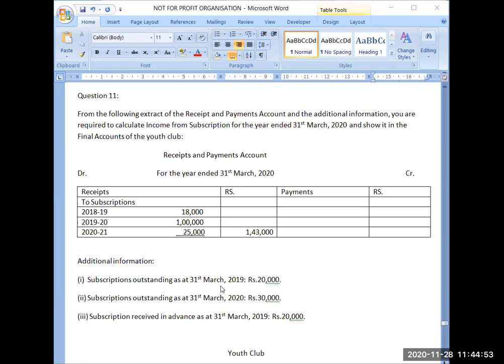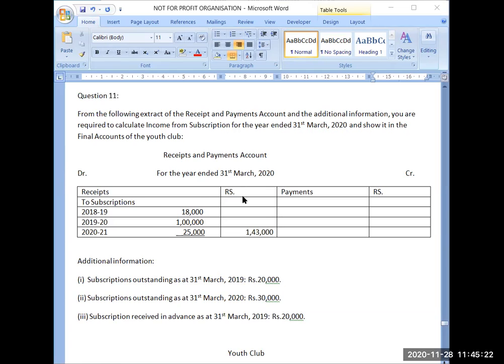Okay, now see this question. From the following extract of the receipt and payment account and the additional information, you are required to calculate income from subscription for the year ended 31st March 2020. So the current year will be 31st March 2020, and show it in the final accounts of the youth club.